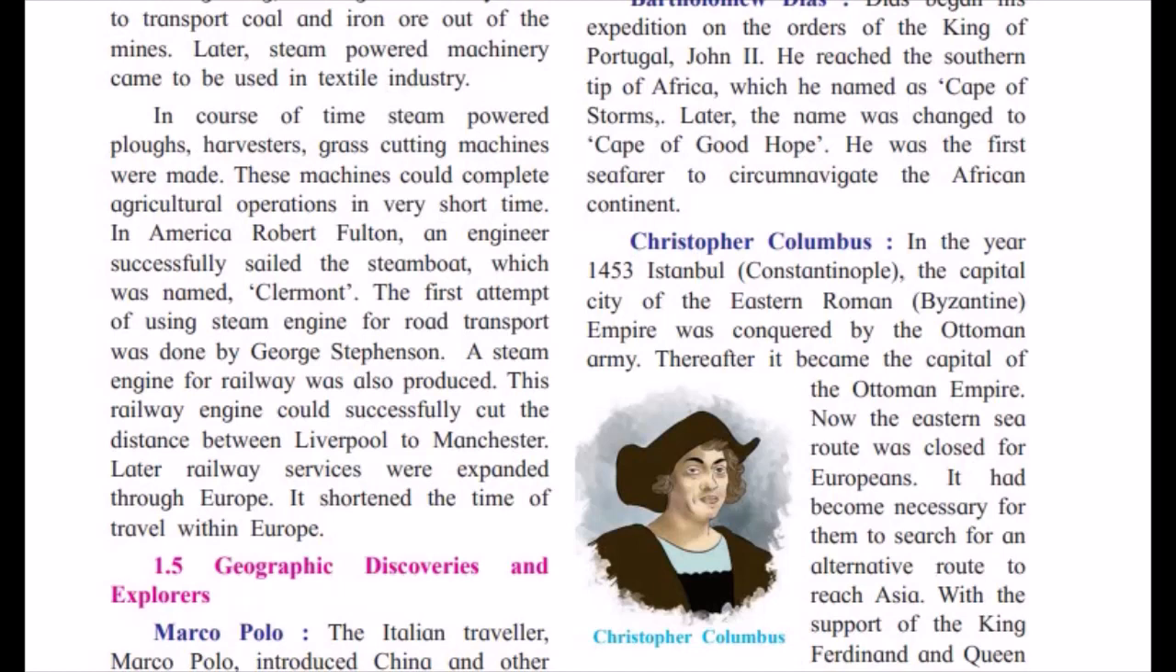In America, Robert Fulton, an engineer, successfully sailed a steamboat which was named Clermont. The first attempt of using the steam engine for road transport was made by George Stephenson. A steam engine for railways was also produced. This railway engine could successfully cut the distance between Liverpool and Manchester. Later, the railway service was expanded through Europe. It shortened the time of travel within Europe.